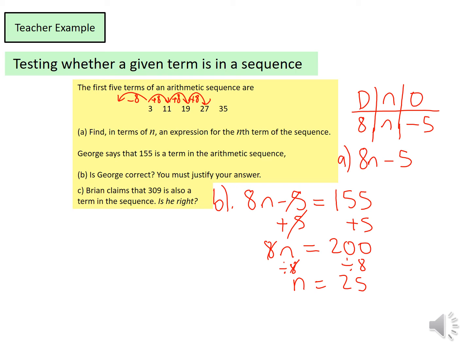Because it gives me a whole number, that means this term must be in this sequence. So George is correct. Okay. So let's have a look at the final part. Question C. Brian claims that 309 is also a term in this sequence. Let's see if he's right. So we're going to use the same method. We need to solve the equation by forming it first.